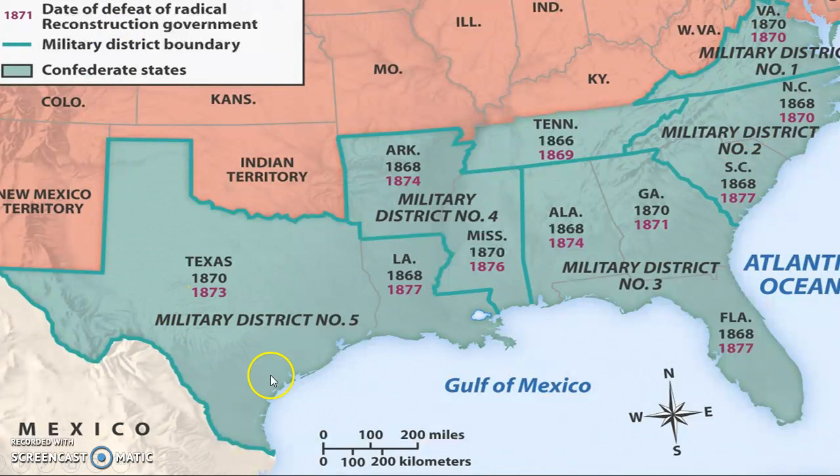So again, this is a map of Reconstruction of the South. The green states are the Confederate states, and each state has a year on it that's black or bold. That's when that state was readmitted back into the Union. Each state government had to rewrite a constitution. They had to make new laws. Its legislators had to take an oath that they wouldn't rebel against the Union, and they would not put African Americans into slavery. So that's what they had to do. So it was a long, drawn-out process.